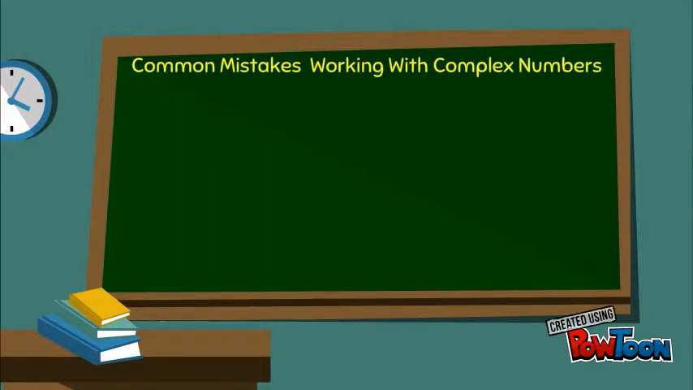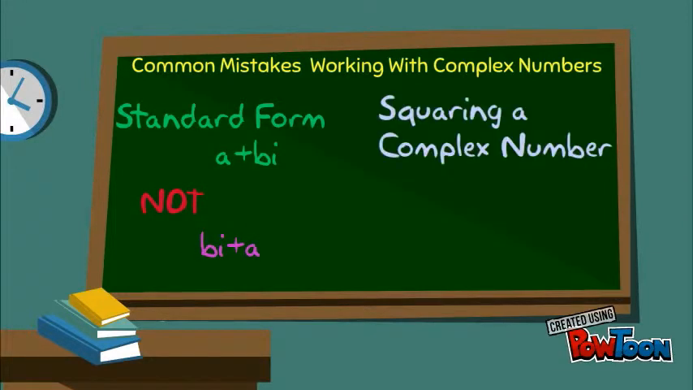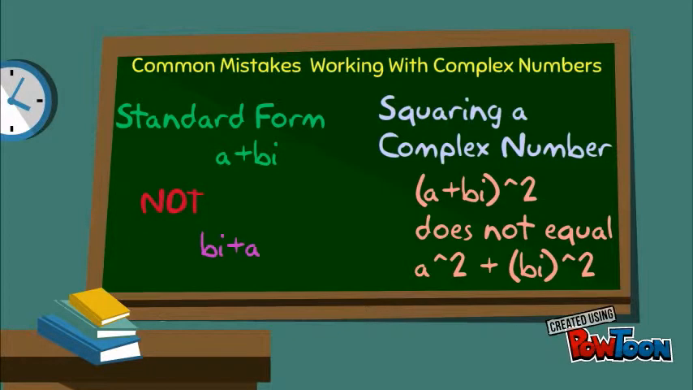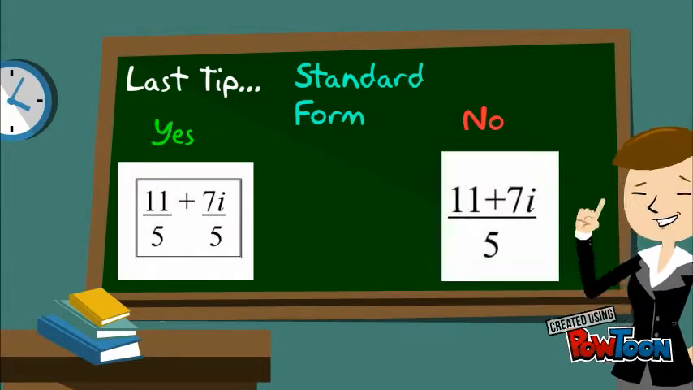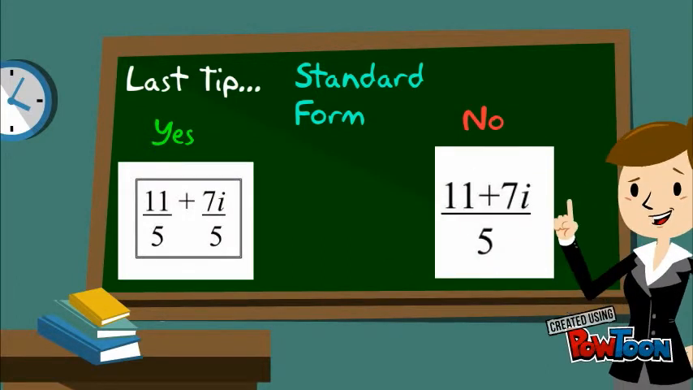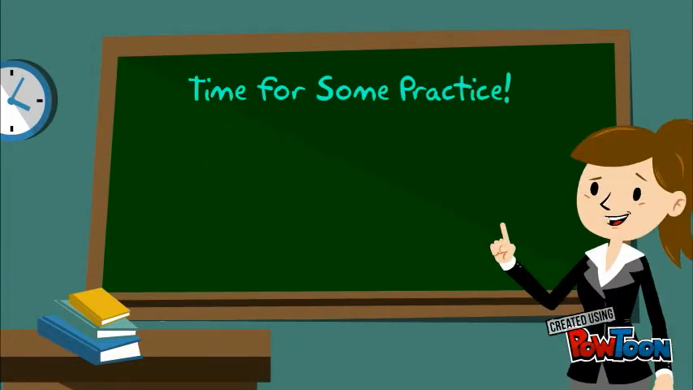Now, on to some common mistakes students make when working with complex numbers. First of all, standard form is a plus bi, not bi plus a. And when squaring a complex number, you cannot simply distribute the square to both parts. Rather, you should treat the complex number more like a binomial. To leave your simplified answer in standard form, distribute the denominator to both the real part and the imaginary part of the complex number. Now we'll do some practice problems pertaining to the concepts you've learned.